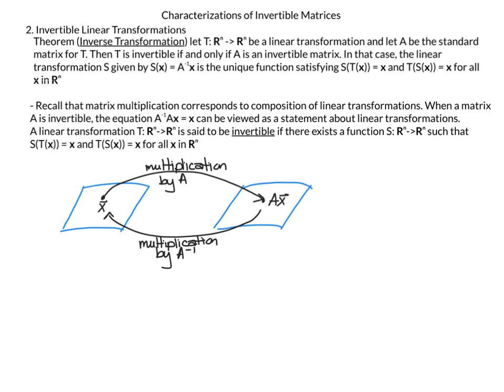And we have this theorem of inverse transformations. If we let T go from Rn to Rn be a linear transformation and A is the standard matrix for T, then T is invertible if and only if A is an invertible matrix. In that case, the linear transformation S given by S equals A inverse is the unique function satisfying S of T of X, and T of S of X is both equal to X for all X in Rn. So this right here is our definition for our inverse transformation.